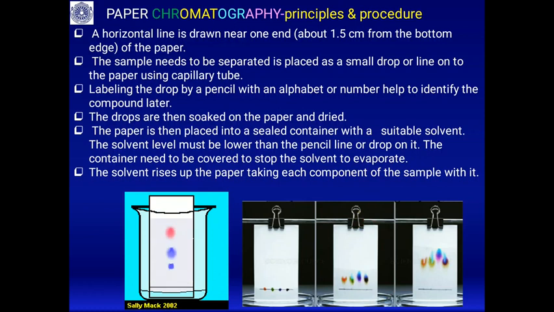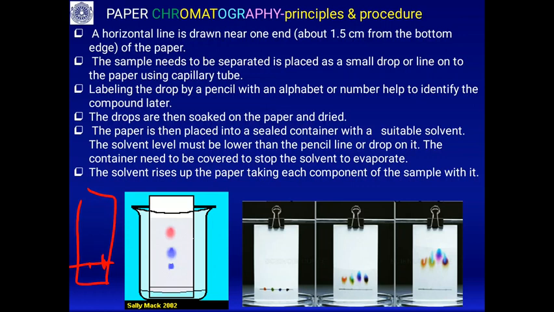In paper chromatography, let us look at the principles and procedure. We have to take the paper, the chromatographic paper, Whatman's filter paper, as you can see. Then about 1.5 centimeter from the bottom edge, we have to mark a line with the help of a pencil. Then we mark the points where we are loading the sample. If it is 1 sample, 1 point; 2 samples, 2 points, like that. So this is what we have to load.